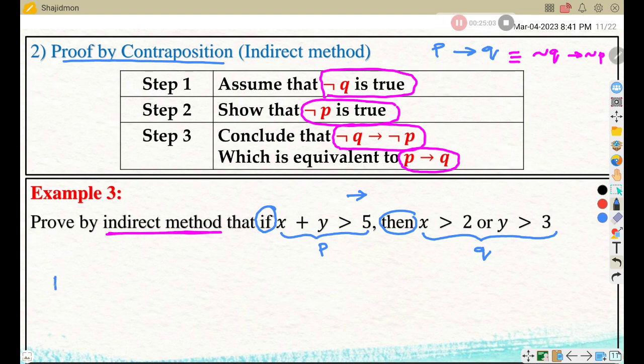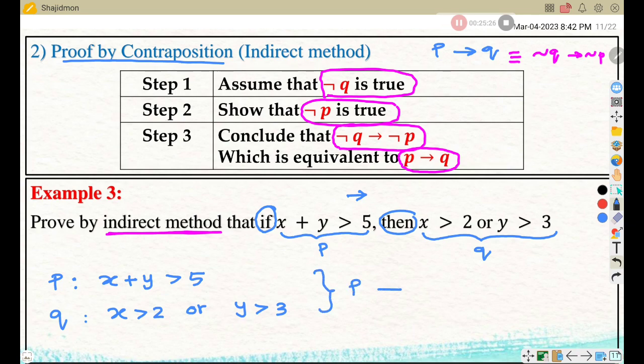So first identify what P is here. x plus y greater than 5, correct. What is Q here? Q means x greater than 2 or y greater than 3, correct. So this is the question. We need to prove P implies Q. Instead of proving it directly, we prove P implies Q indirectly. That means we prove it like this: negation of Q implies negation of P, correct.